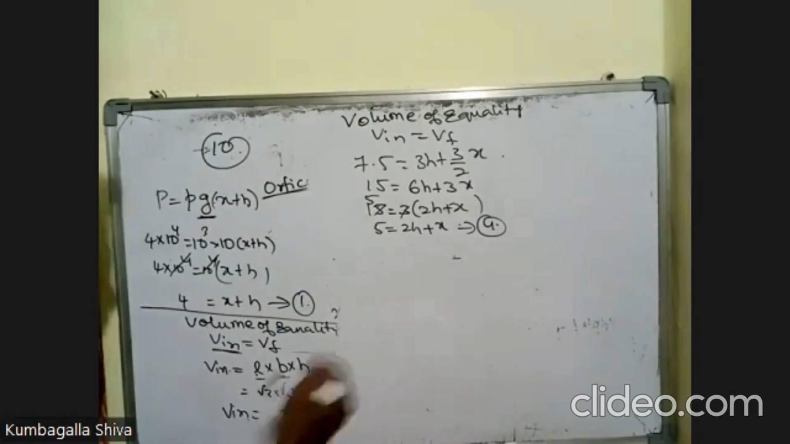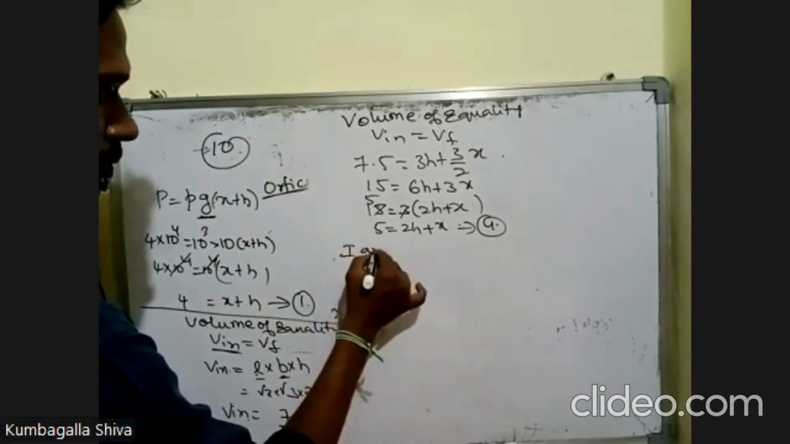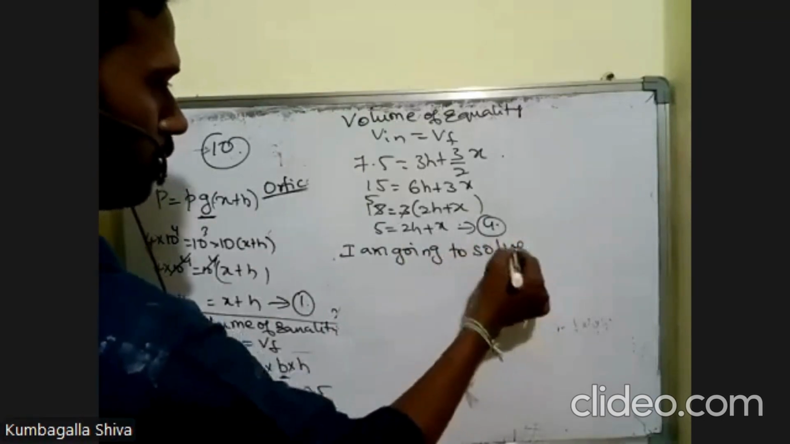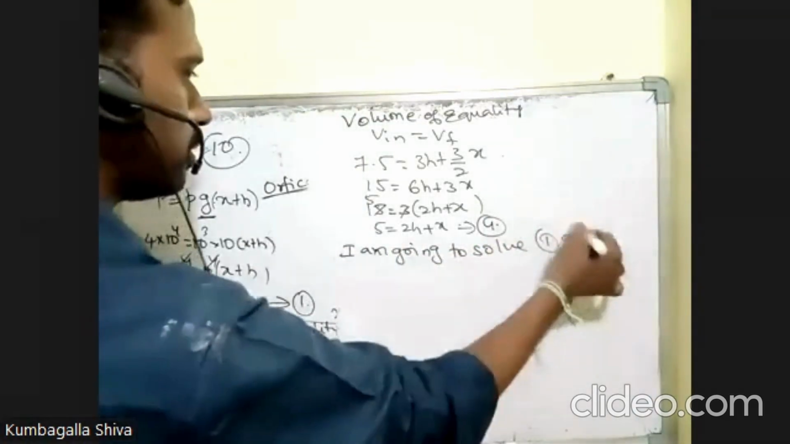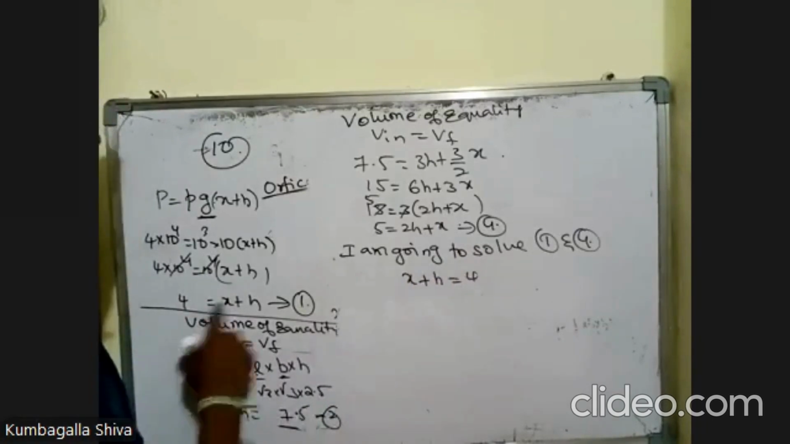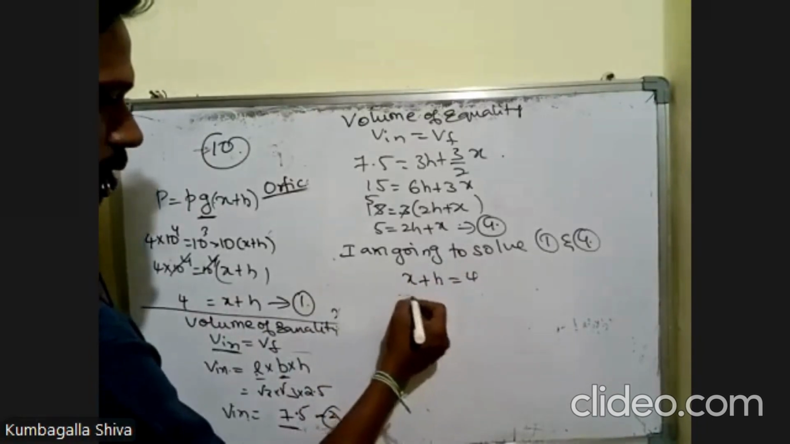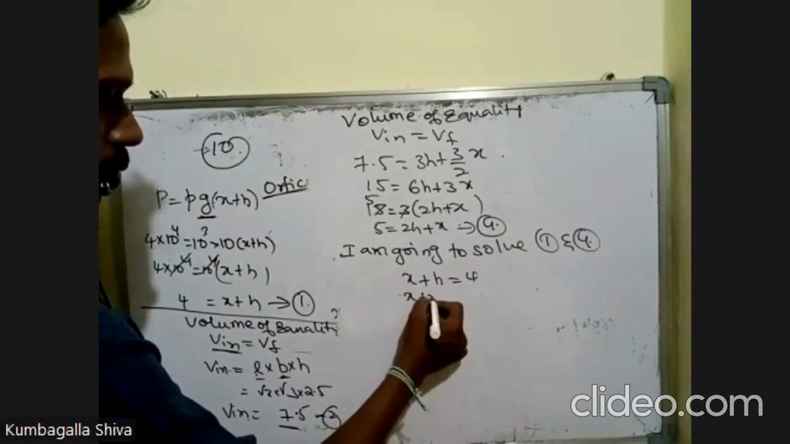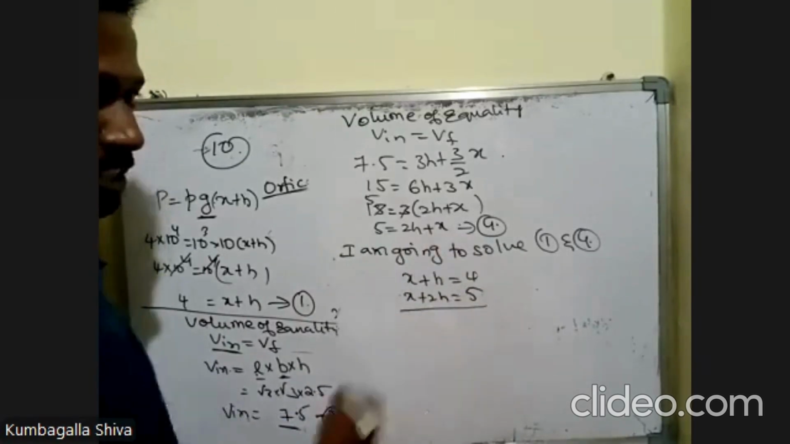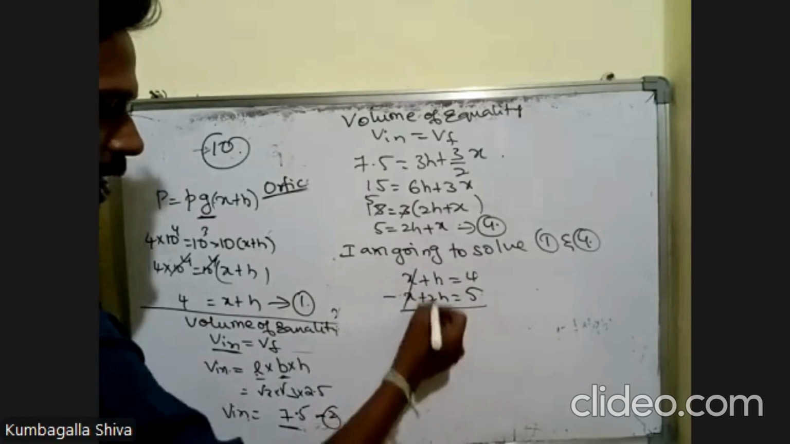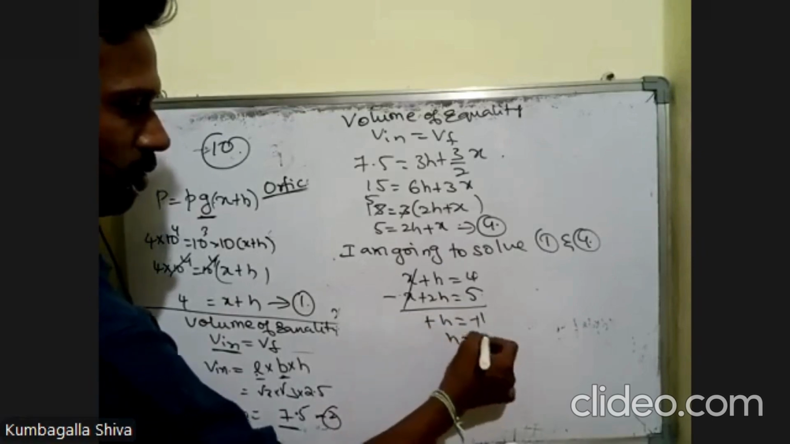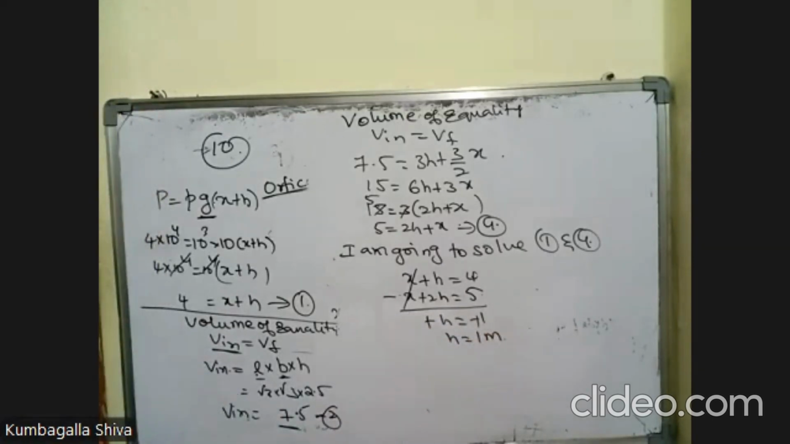Okay, now what I'm doing is I'll go for the solution. I'm going to solve the 1 and 4 equations. So see here, given that x plus h is equal to 4, and x plus 2h is equal to 5. So if I subtract both of them, x will get cancelled. I'll get minus h, I'll get here minus 1. So minus minus get cancelled. h is equal to 1 meter. I got h is equal to 1 meter, right?